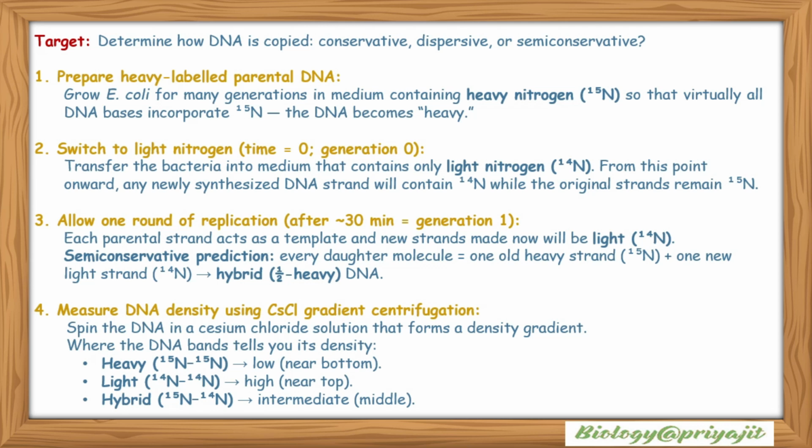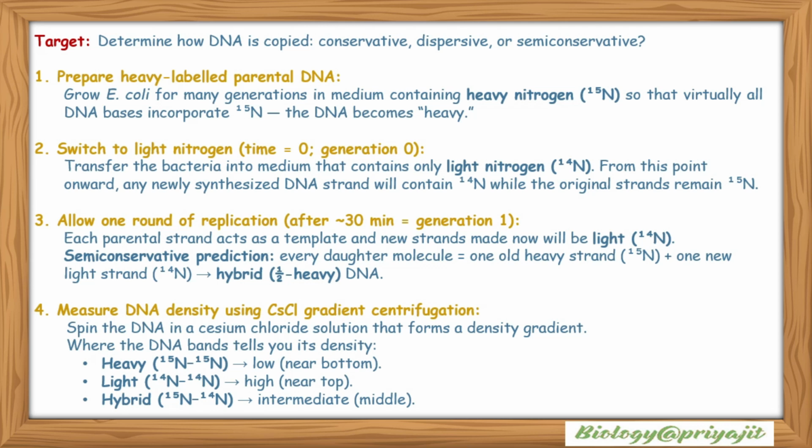Then switch to light nitrogen at time 0 and generation 0. Transfer the bacteria into medium that contains only light nitrogen, or 14N. From this point onward, any newly synthesized DNA strand will contain 14N while the original strands remain 15N.